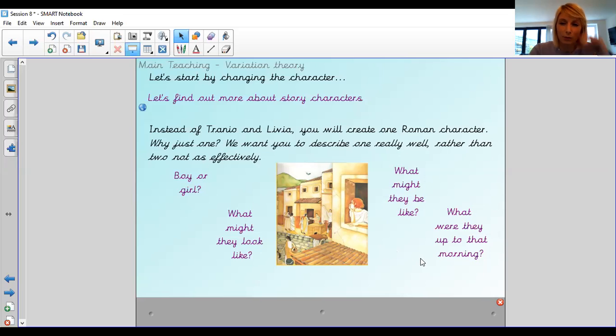Okay, so think about what they were doing. In our Escape from Pompeii text, we had Tranio and Livia playing in the street, didn't we? But perhaps your character is not a child, perhaps they're an adult, so they probably wouldn't be playing in the street. So things you need to think about today.